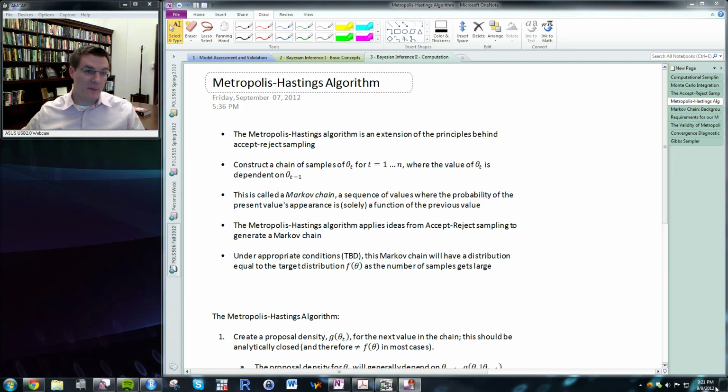So, for better or worse, most of the problems that we're going to deal with in Bayesian modeling are not going to be so simple that accept-reject sampling is good enough or complicated enough to derive the requisite samples. But it's a good entree into the algorithms that are of sufficient complexity. And probably the foundation for most of these more complicated algorithms is the Metropolis Hastings algorithm, which I'm going to talk about now. Metropolis Hastings is an extension of the principles behind accept-reject sampling.